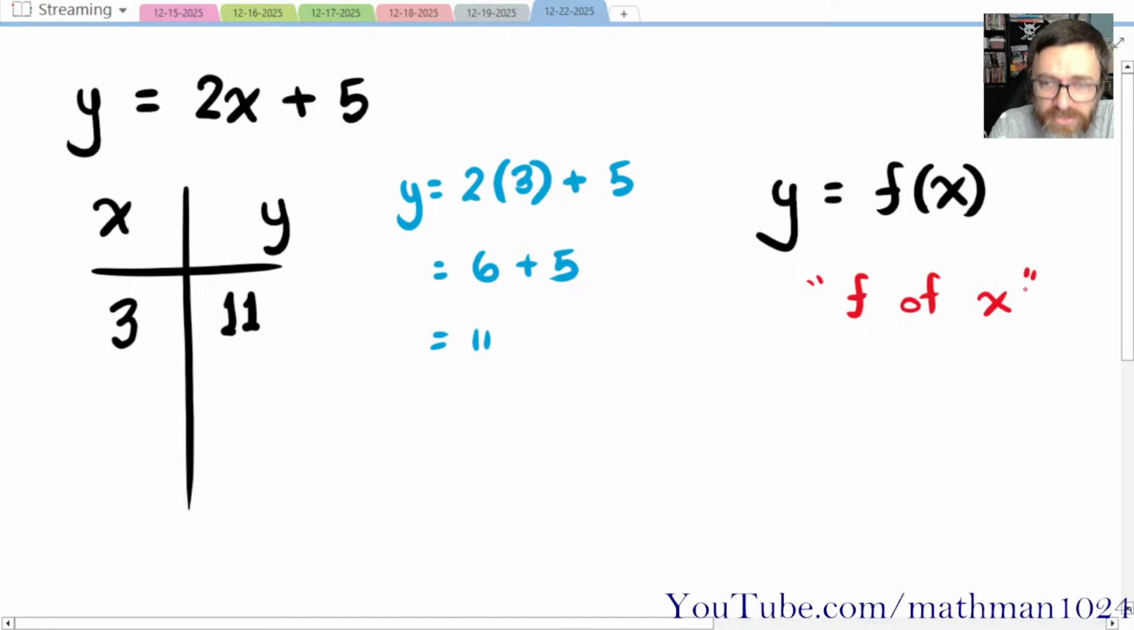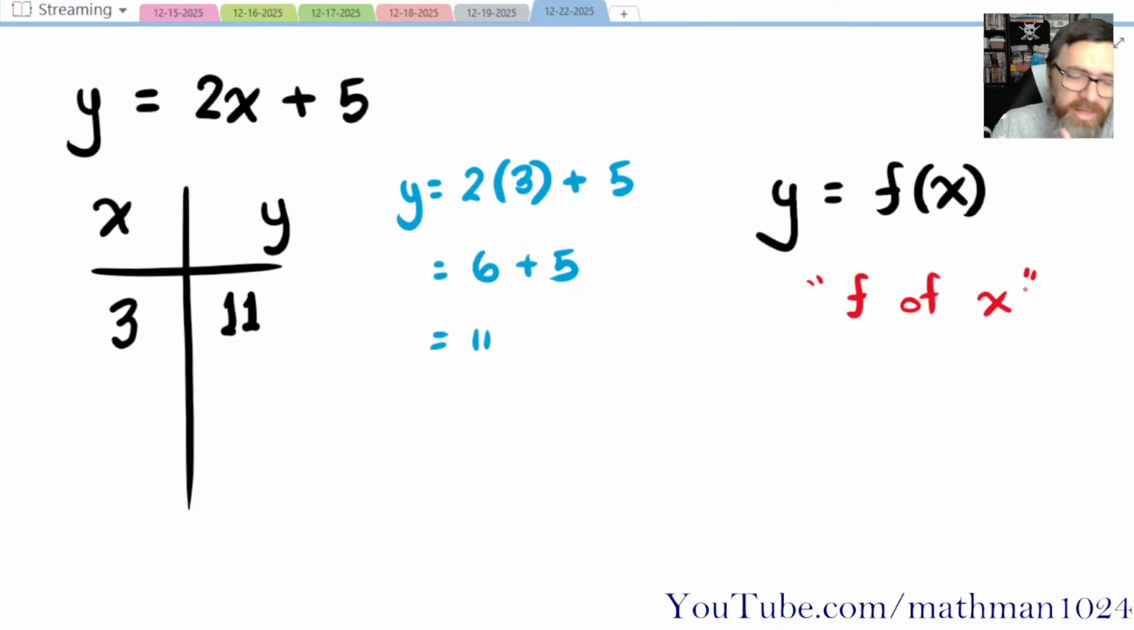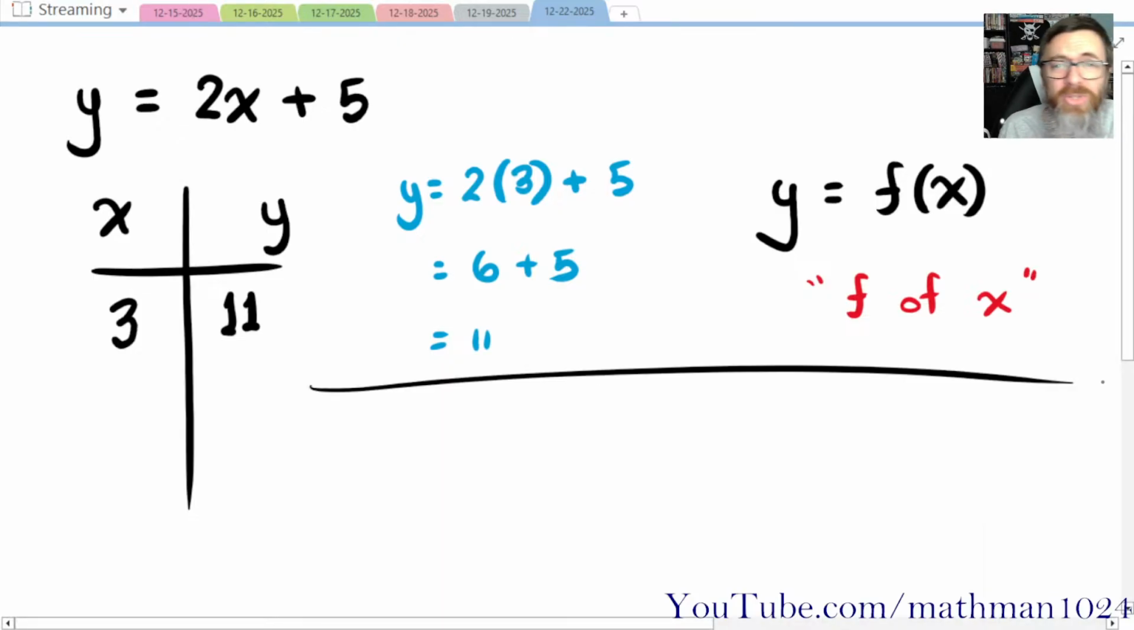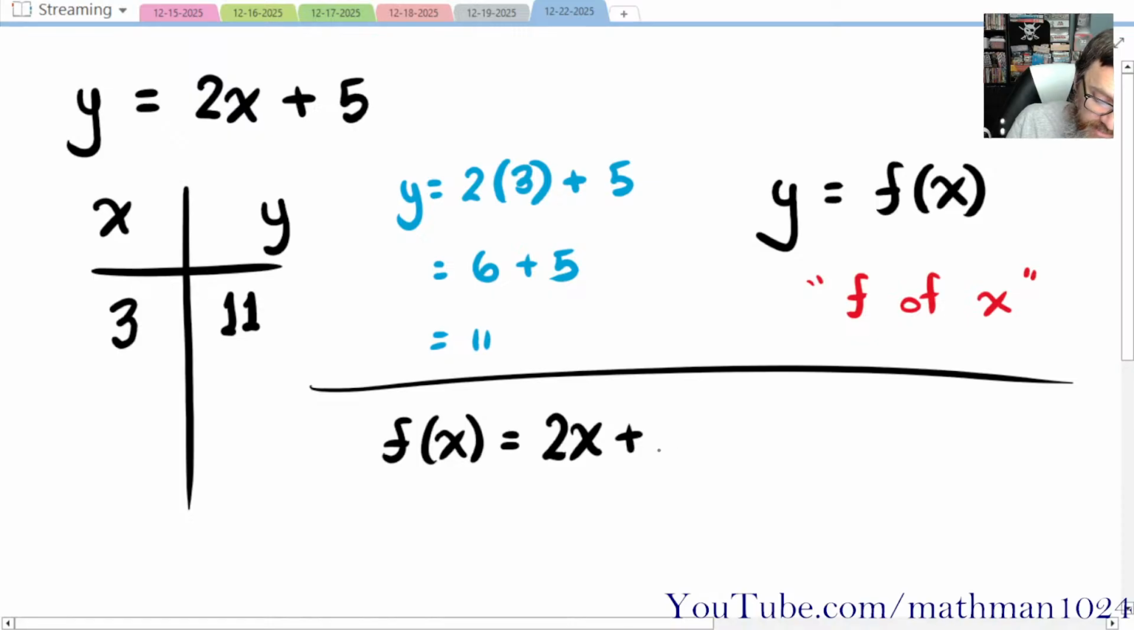F is the name of the function. X is the variable that the function depends on. So as x changes, that's going to tell you what the output value is going to be. So before, when I said y equals 2x plus 5, we're going to start transitioning into using the function notation. And for this one, I'm going to say f of x equals 2x plus 5.